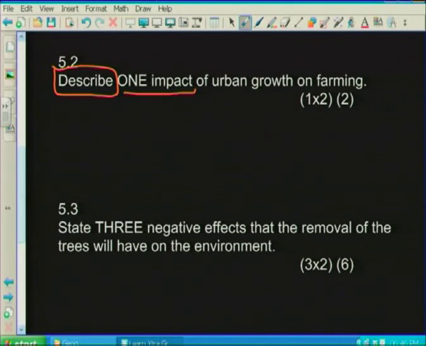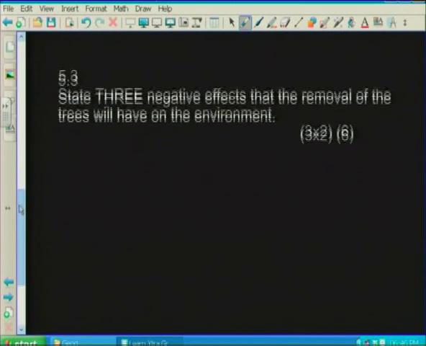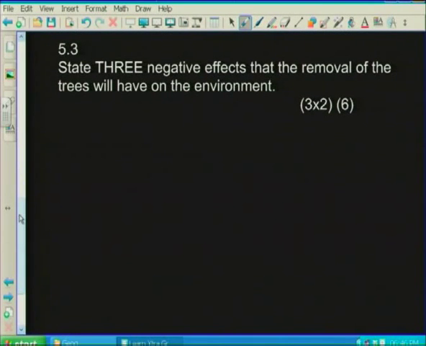Right, it reduces the amount of land available for farming. Like I said earlier in your notes, they don't have enough soil area to grow the crop, etc. It also creates a demand for agricultural production. So that's problematic. Question 5.3, state 3 negatives. State means you must literally list 3 negative effects that the removal of trees will have on the environment. So we are literally just making a list of 3 things for 6 marks.